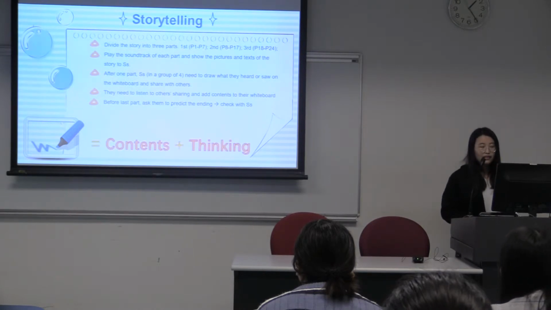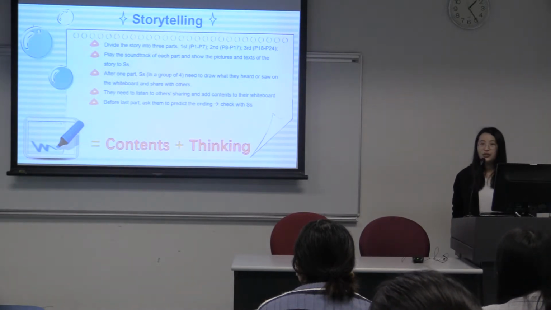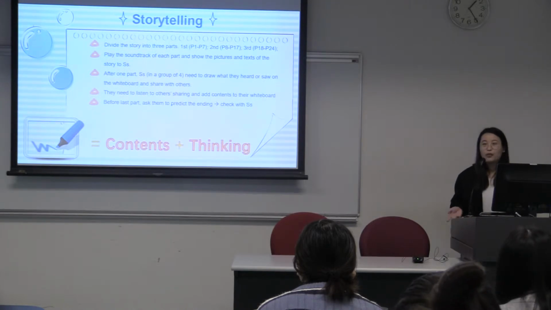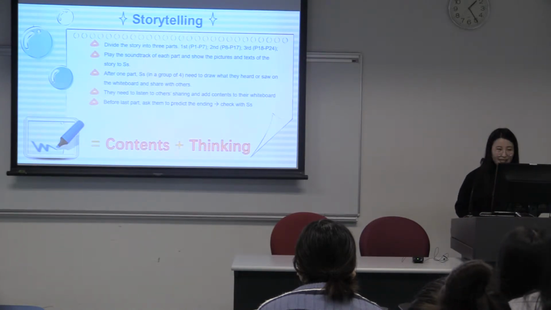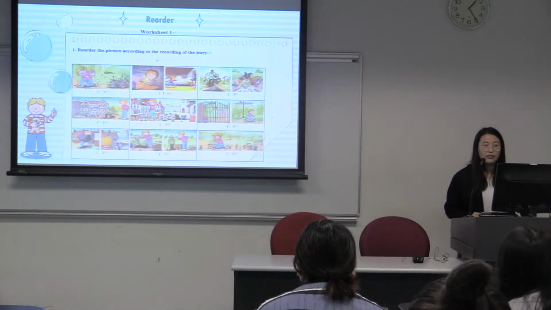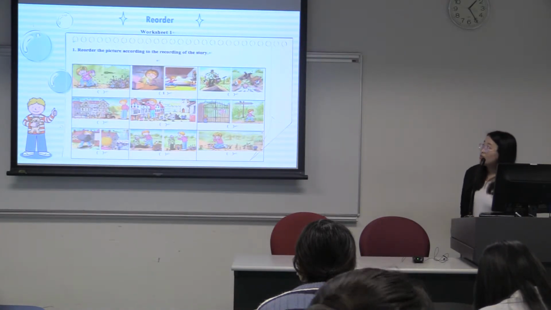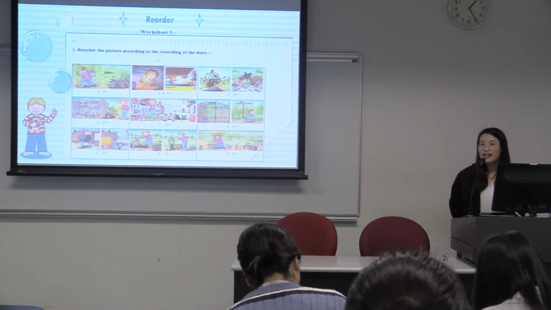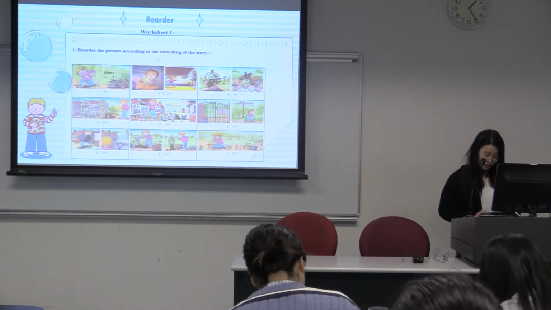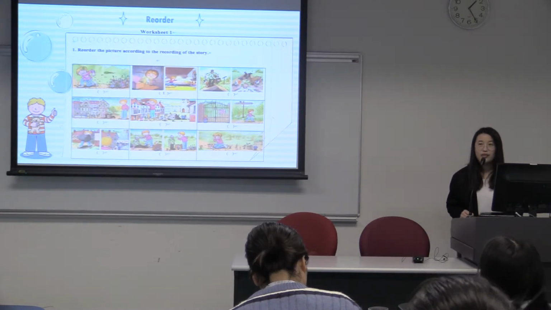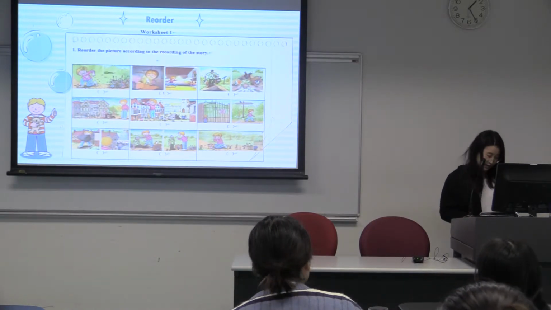So in this stage, we want to help students understand the main contents of the story and involve them in the story, but also give them the opportunity to think during the class. And in the post-reading activity part, we designed 2 activities. The first one is reorder. In this task, students will listen to the soundtrack and reorder the pictures. In this step, we want to further check their understanding of the story.